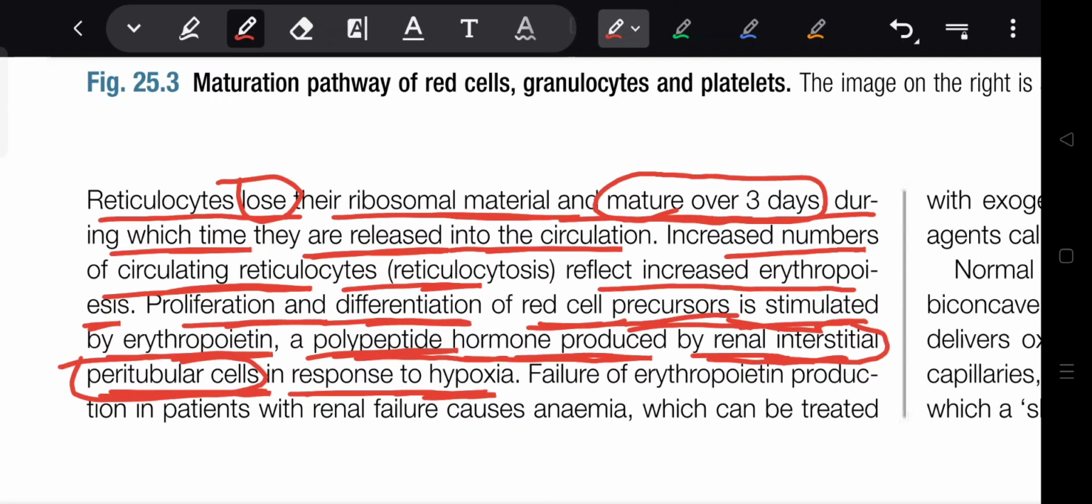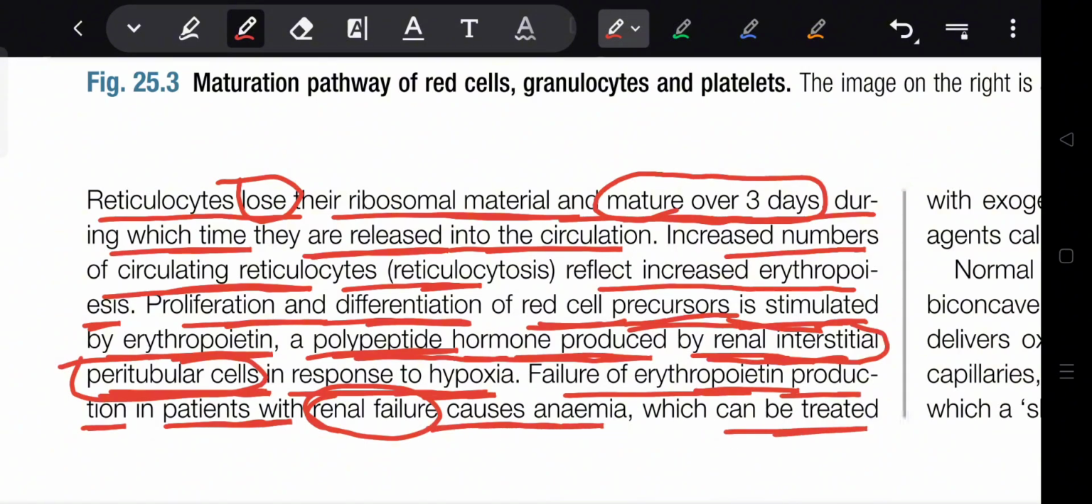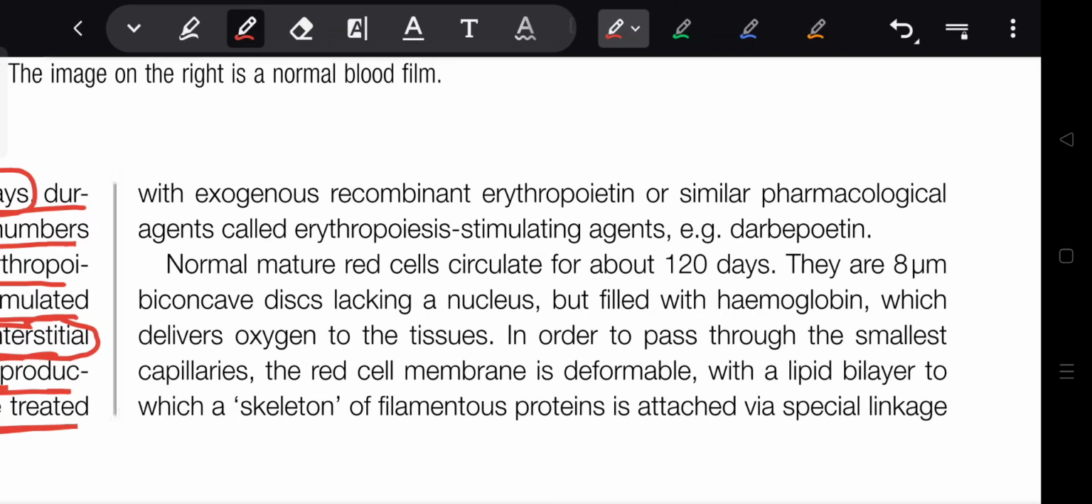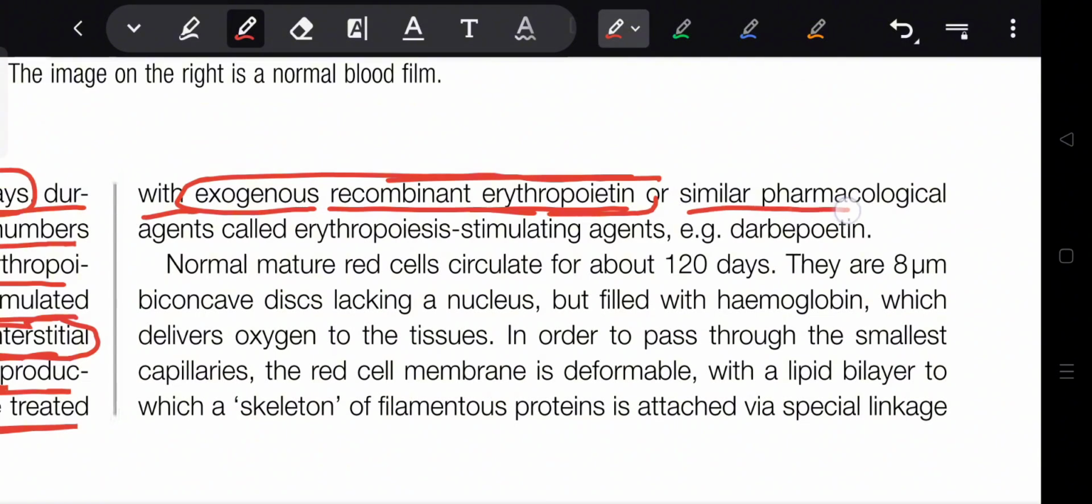Failure of erythropoietin production in patients with renal failure causes anemia, which can be treated with exogenous recombinant erythropoietin. A similar pharmacological agent, an erythropoiesis stimulating factor, is darbepoetin.